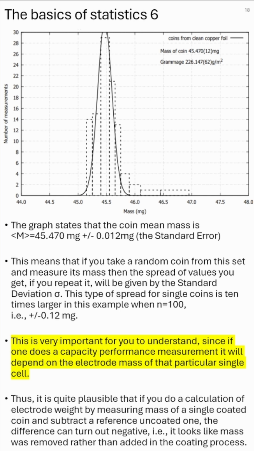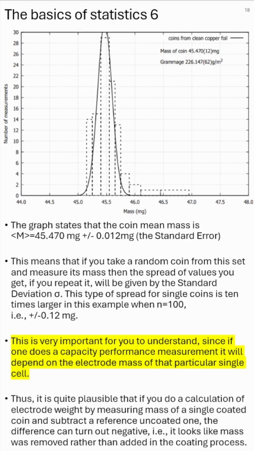And since the spread in electrode mass is caused by the standard deviation, it will be 10 times larger if you're measuring 100 cells than this variation in the mean value, right? And because of this, it is quite plausible that if you do calculations of electrode weights, for example, by measuring the mass of the coated coin and subtracting the uncoated coin, right? Then that difference for a single sample comparison can turn out negative.